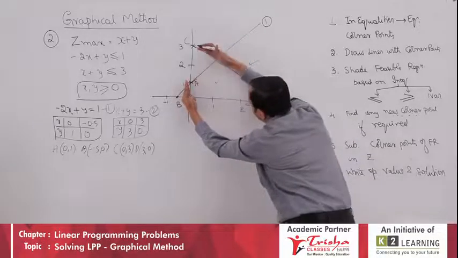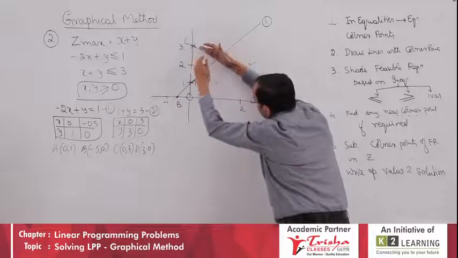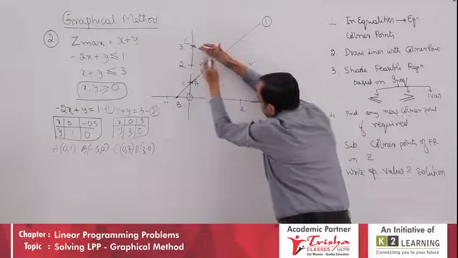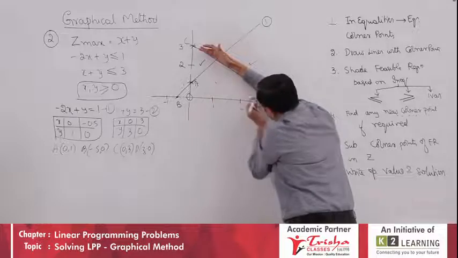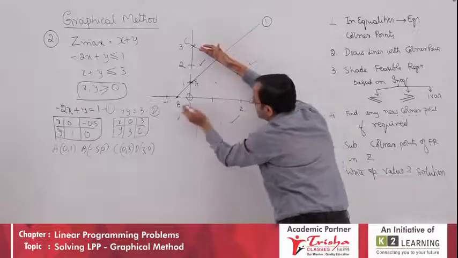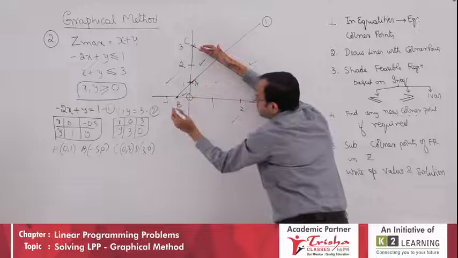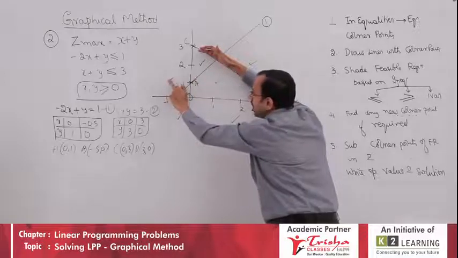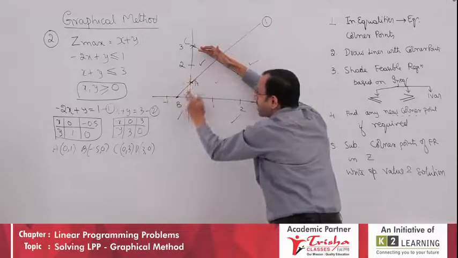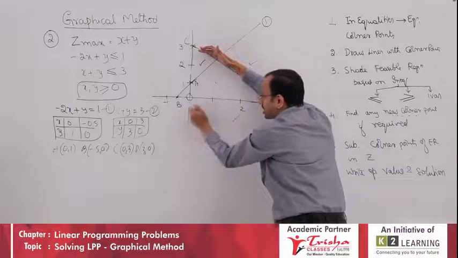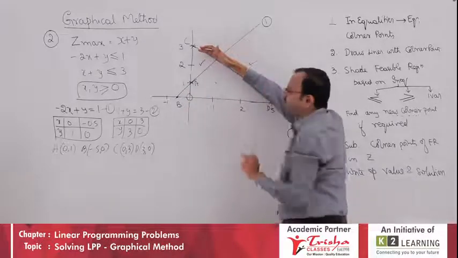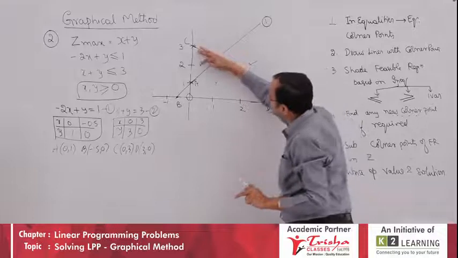Towards origin means, carefully observe, from this line I can take this, I can take this, not the other. This all are less than. Due to the non-negativity constraint, I cannot take the second quadrant, I cannot take the third quadrant, I cannot take the fourth quadrant. I have to take only this and this.